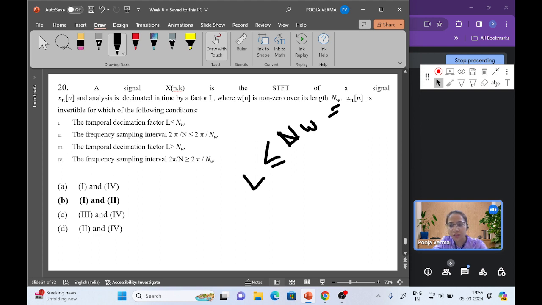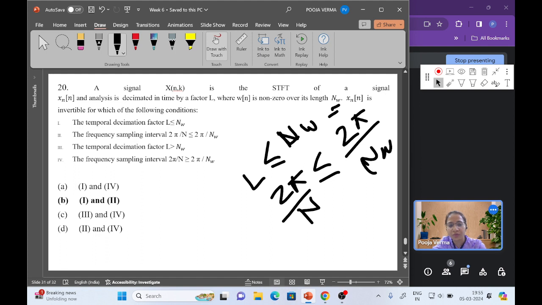So which one is the correct answer? The temporal decimation factor L must be less than or equal to N_W, and the sampling interval 2 pi by N must be less than or equal to 2 pi by N_W. Okay, so options 1 and 2 are the correct answer. These two conditions are correct, so option B is the correct answer, that is conditions 1 and 2 are correct.